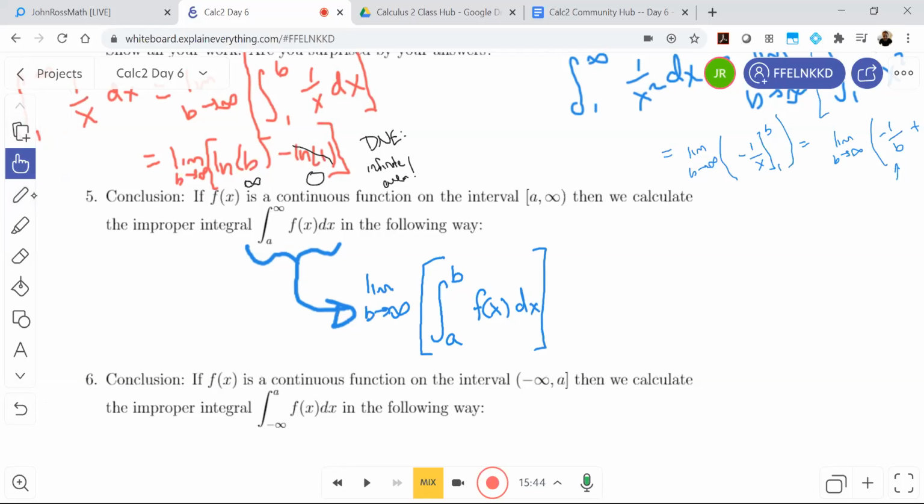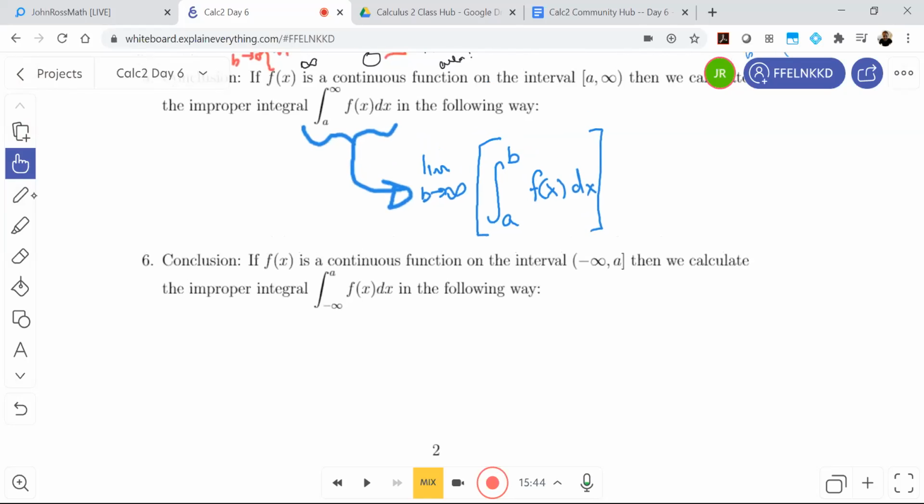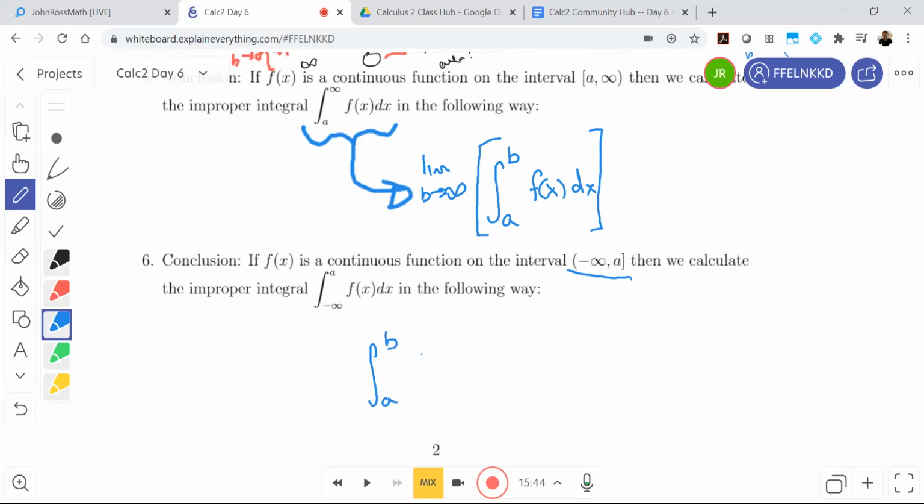We can do the exact same thing, though we didn't see it in the video, if our integral is going in the other direction. So if it's going from a point A off towards negative infinity, in the negative direction, we can again take an integral over a finite distance from A to B. But then when the dust settles, we can take a limit as A goes to negative infinity.